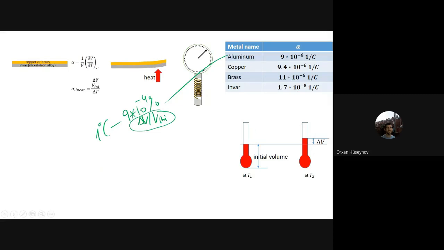Brass is 11 times 10 to the negative 6, and the invar, which I said is not too sensitive, you can see 1.7 times 10 to the negative 8. You see, it is 100 times less sensitive. Actually it is not 100 times, it is 800 times less sensitive than the other ones. Therefore, invar is used for preventing the deformation. But this is the first part.